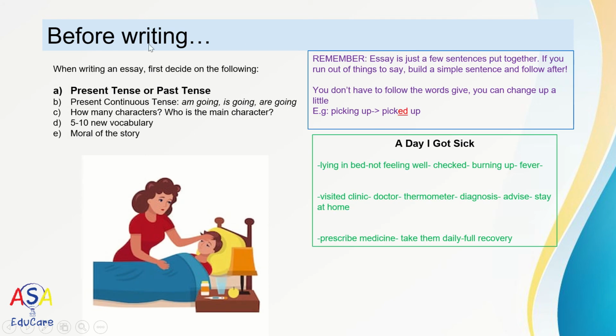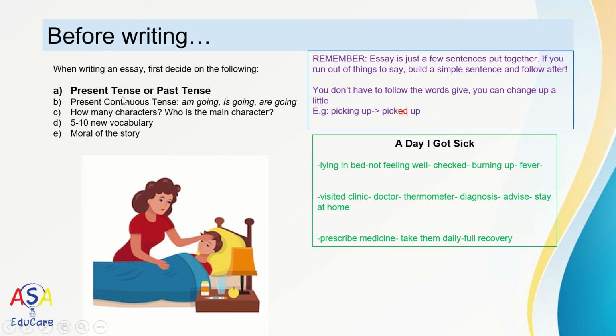But before writing, when you write an essay, you don't just jump straight in. 考试的时候你不要跳进去，就直接写那个作文 okay? You gotta think first. All these things, A, B, C, D, E. First and most important, I cannot stress this enough. Present tense or past tense. Very, very important. Present tense 现在还是 past tense 过后 okay?